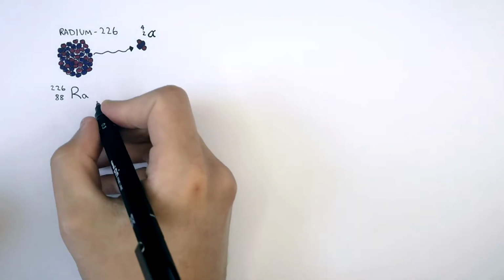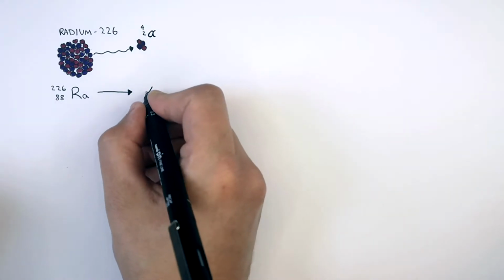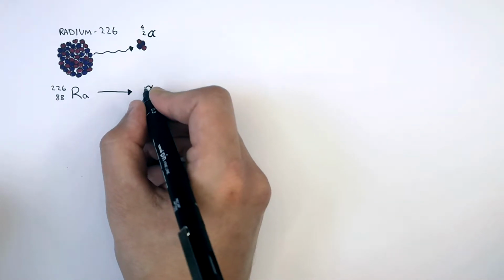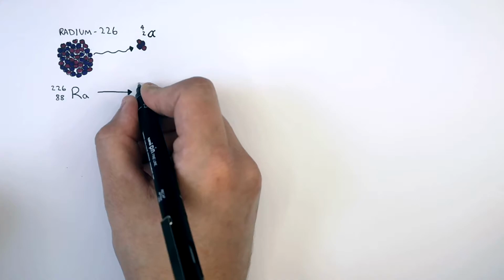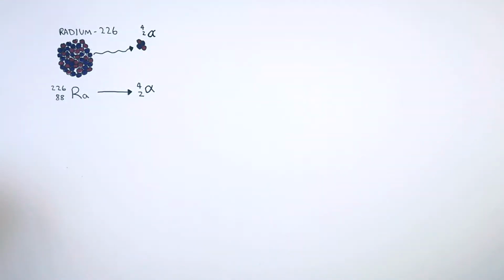So as we see here, the radium-226 has emitted an alpha particle. So an alpha particle has got 2 protons and 2 neutrons, which means that it's got a relative atomic mass of 4 and an atomic number of 2.